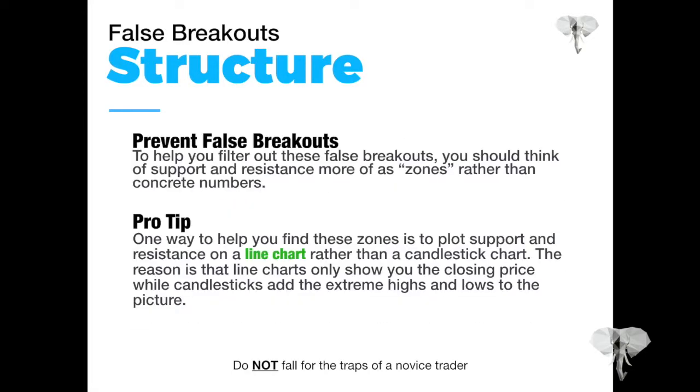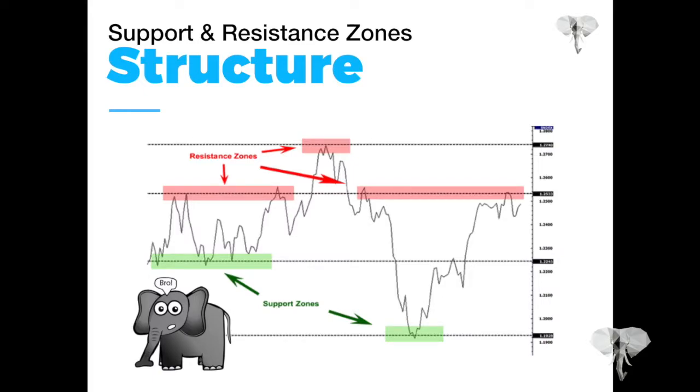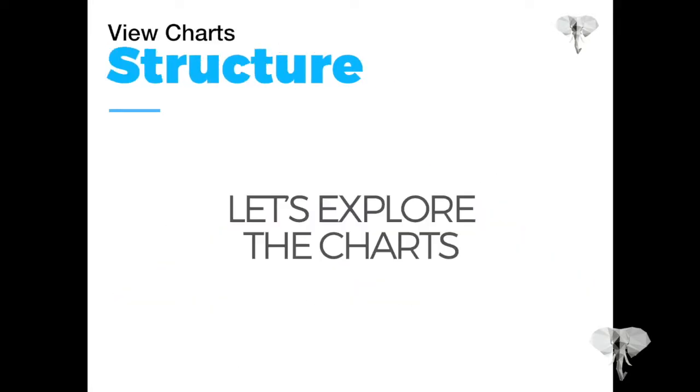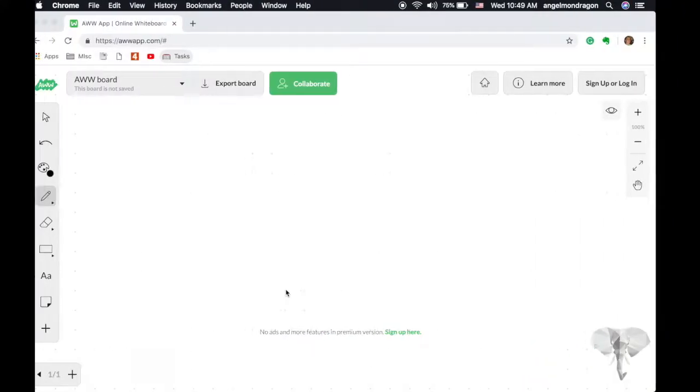It's really basic. You want to use line charts to help better identify these support and resistance zones, and then we'll go into trend lines a little bit later as well. But for now, we can look at some charts that we had put together, and this is going to be inside our MAM account.